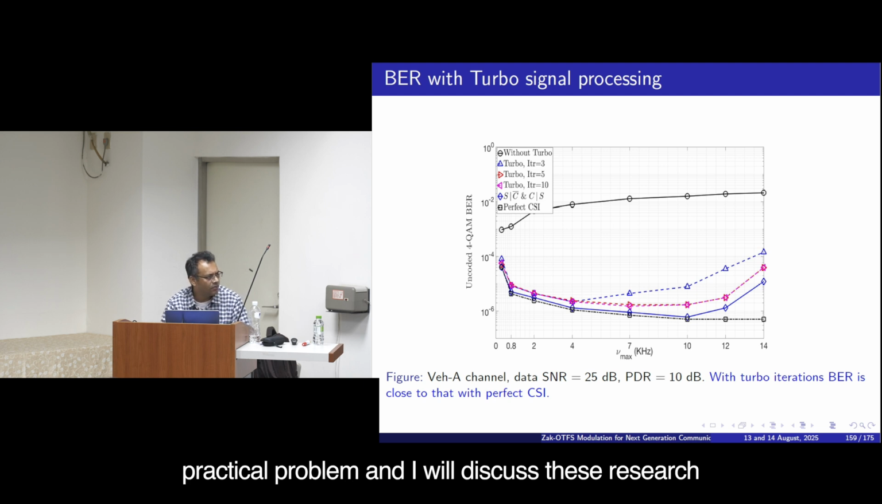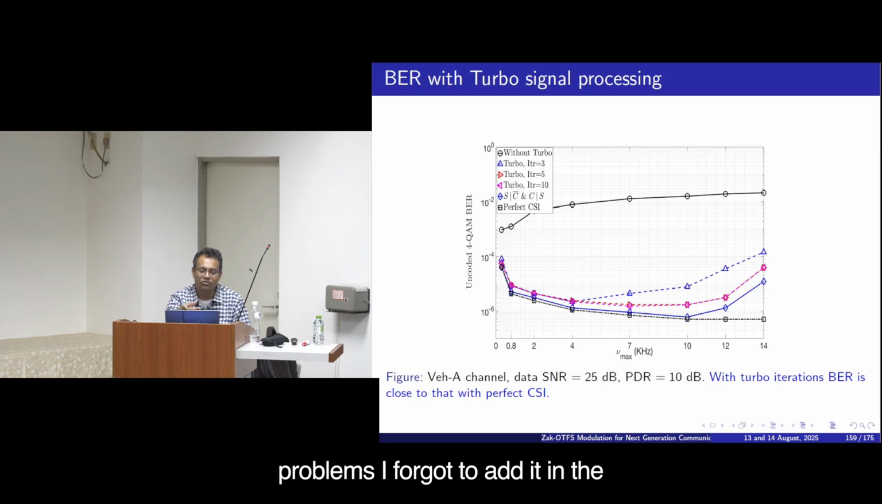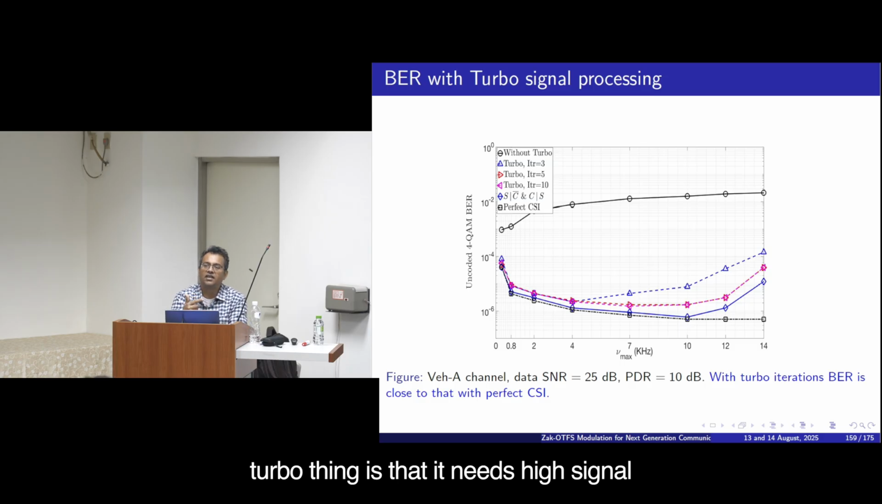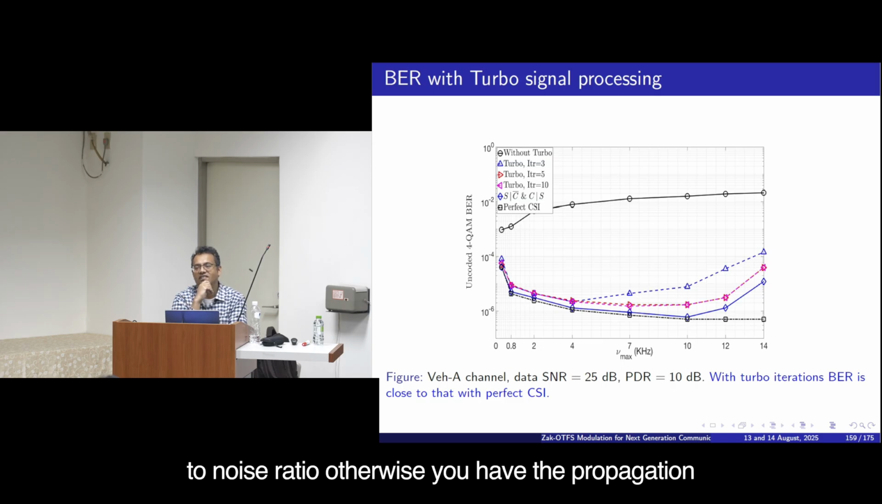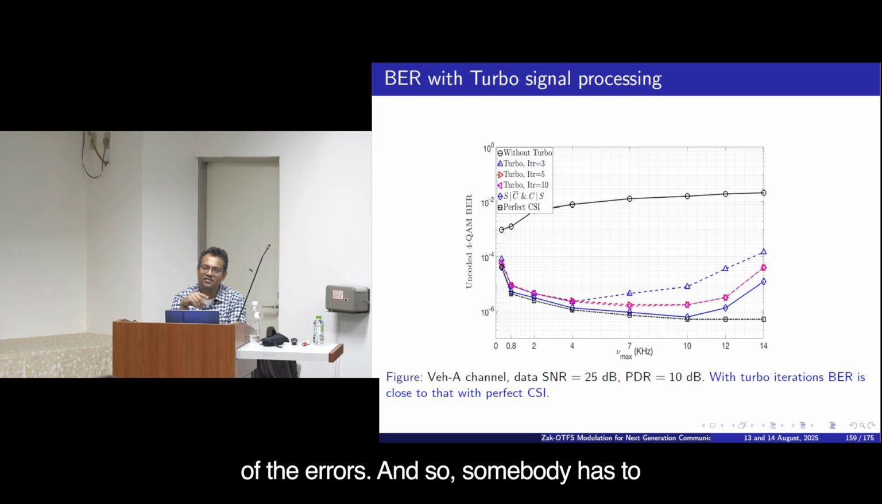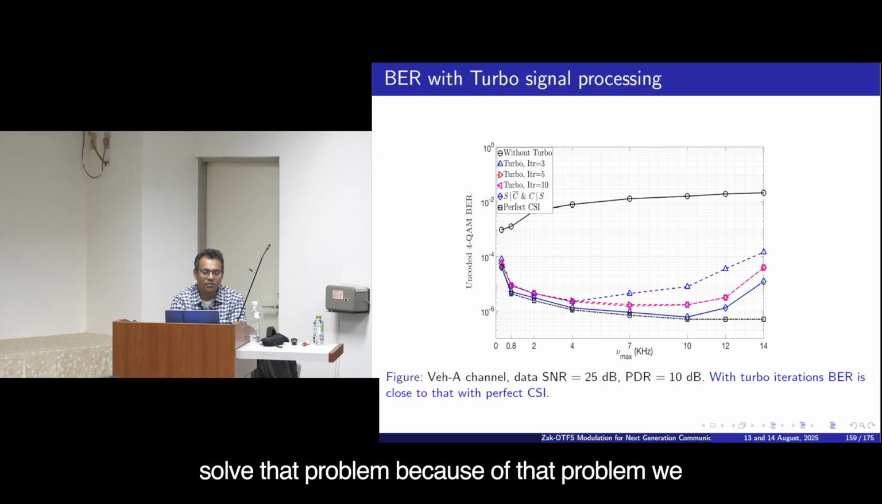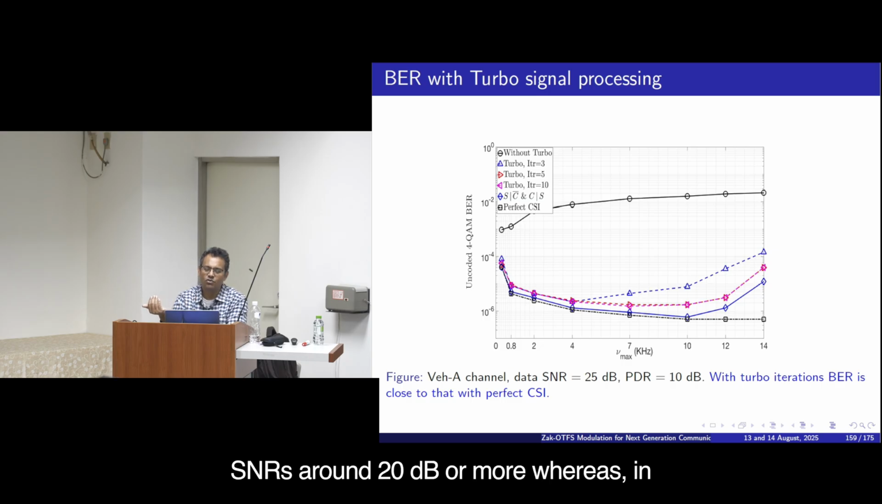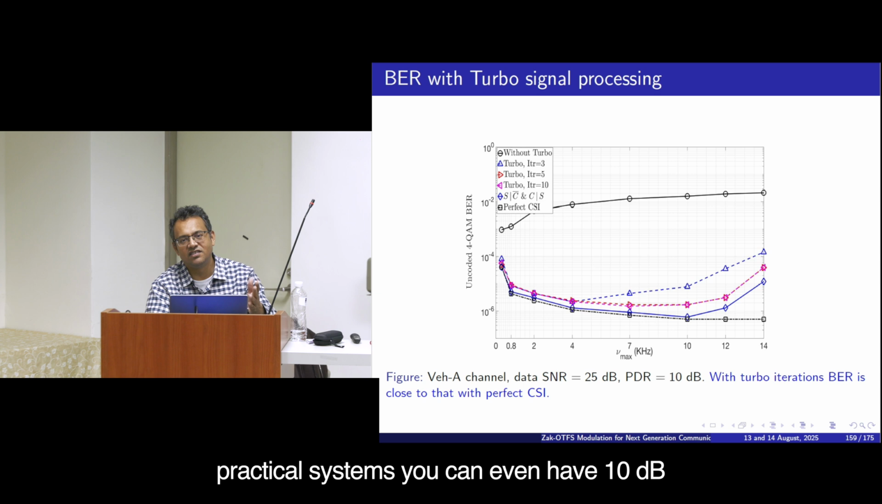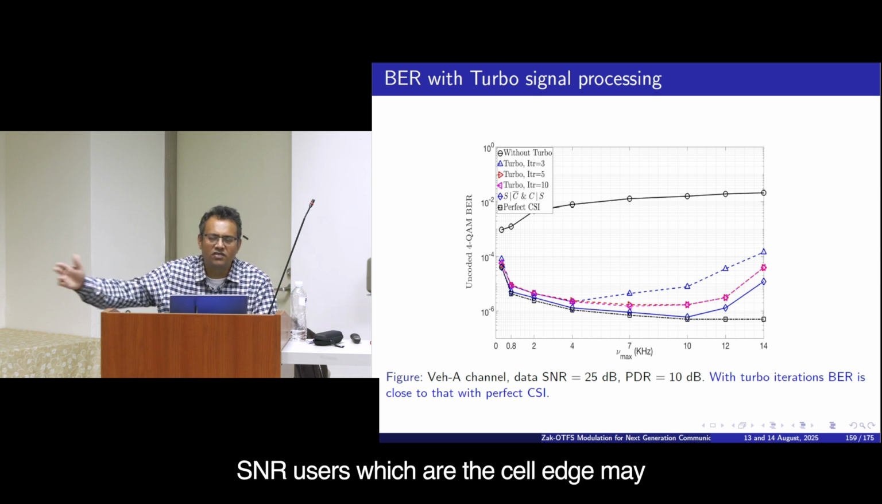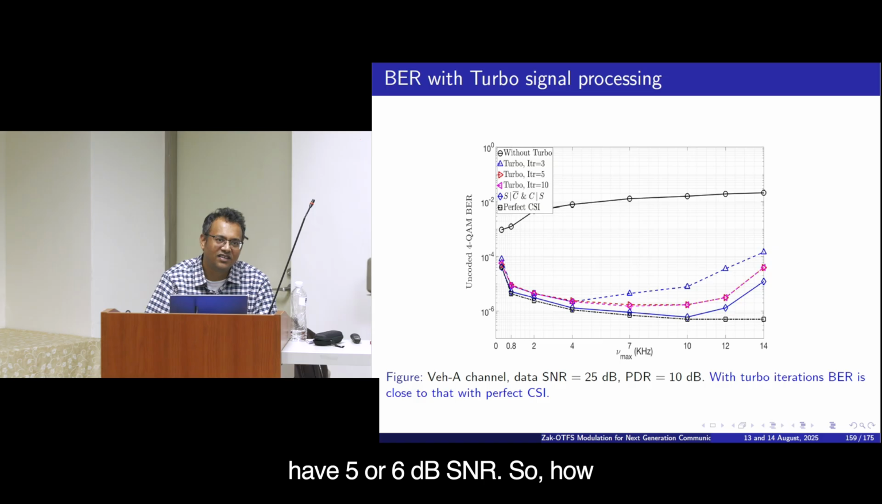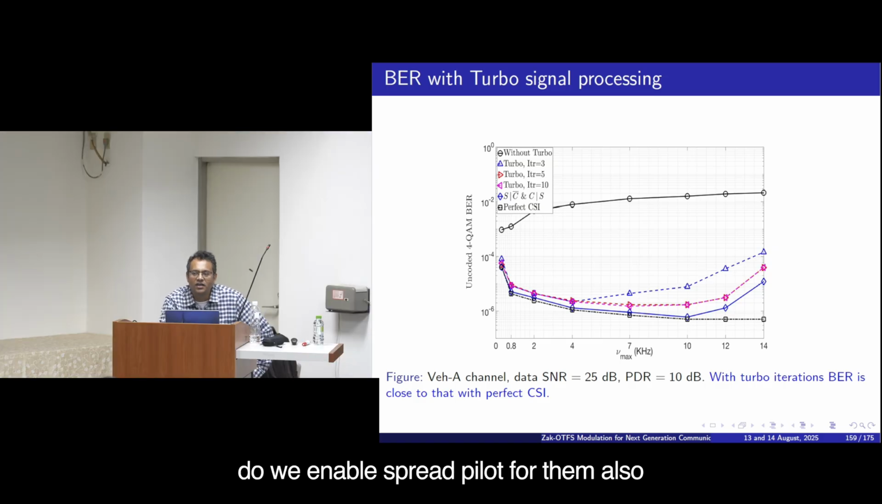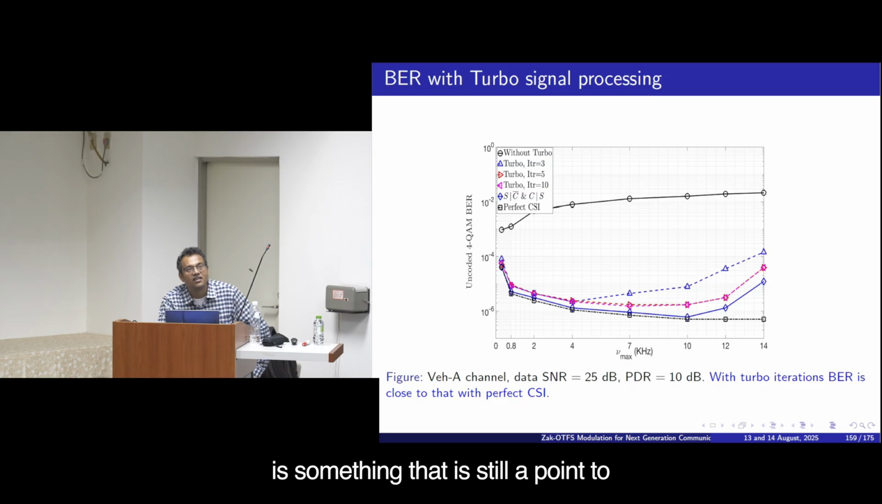One practical problem, and I will discuss these research problems, I forgot to add it in the last slide, is that one constraint with this turbo approach is that it needs high signal to noise ratio, otherwise you have the propagation of the errors. Somebody has to solve that problem, because of it we are only able to work at very high SNRs around 20 dB or more, whereas in practical systems you can even have 10 dB SNR. Users at the cell edge may have 5 or 6 dB SNR. So how do we enable spread pilot for them also is something that is still open.